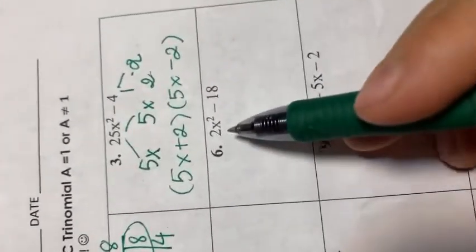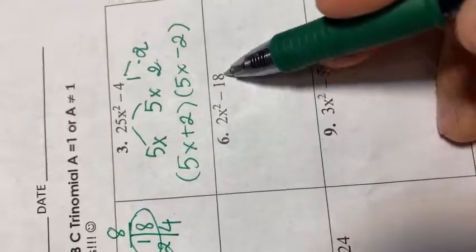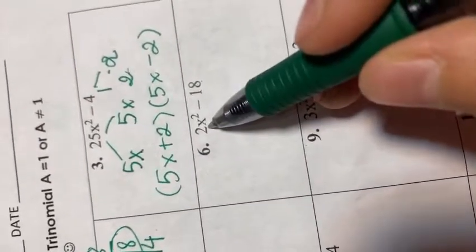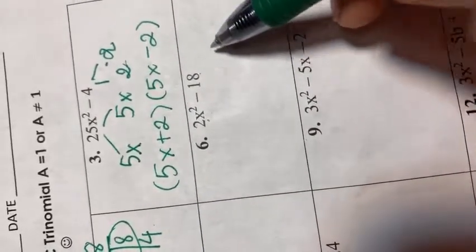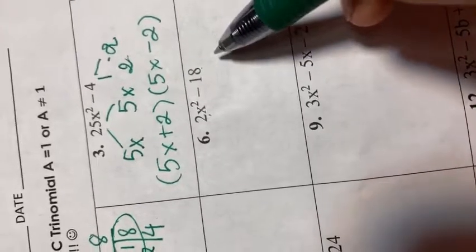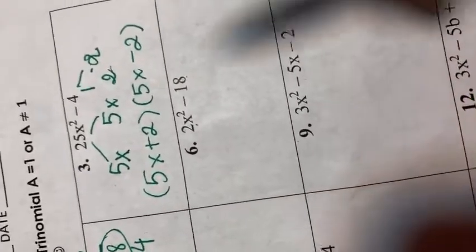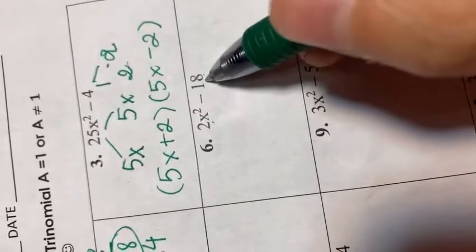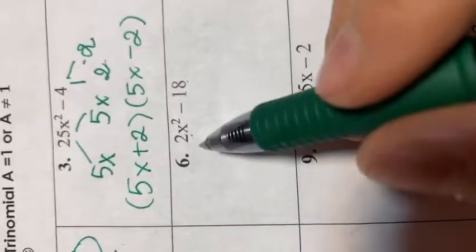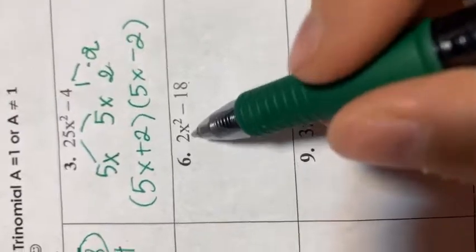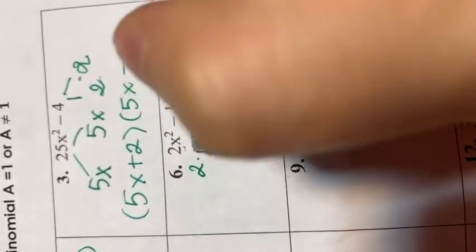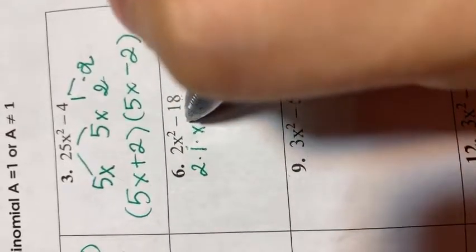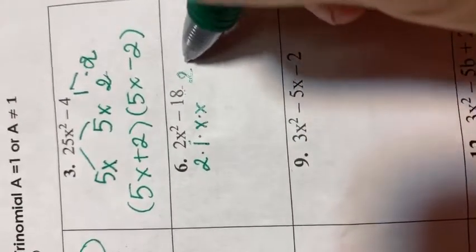Okay, number 6 has 2x squared minus 18. So we can see right here the 2 cannot factor into exactly the same number. And 18 is not factored into exact numbers either. So we're going to look if we can divide any of these numbers evenly by 2. Yes, 2 goes into 18 9 times evenly. So we're going to write this one as 2 times 1 times x times x. This one is just 2 times 9.